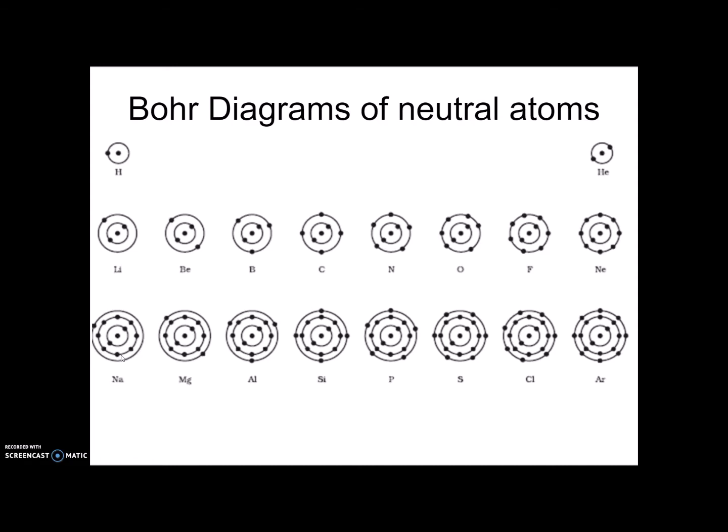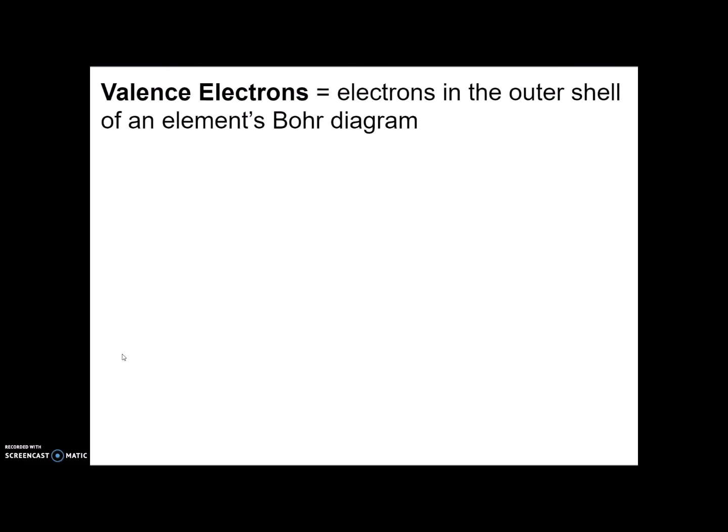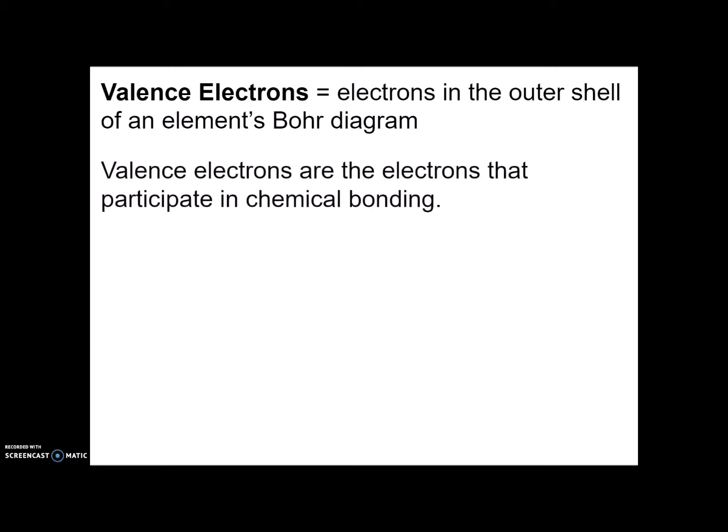Those electrons in the outer ring, we give a special name to because those are the electrons that actually participate in chemical bonding. We call them valence electrons. Electrons in the outer shell of an element's Bohr diagram. And the reason they're in the outer shell of the Bohr diagram is because they're in the outer shell of the element's principal energy level. Those electrons, the ones that are accessible to other atoms, are the electrons that will participate in bonding.